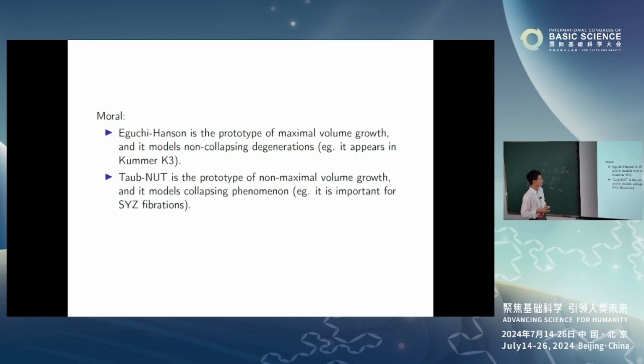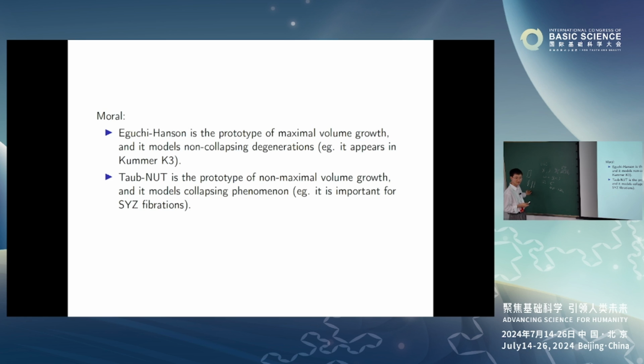Now, the way you should think about this is that Eguchi-Hanson is the prototype of maximal volume growth examples. When you try to study compact examples, these things naturally arise in situations with non-collapsing degenerations. So for instance, it appears in certain gluing constructions on K3 surfaces. On the other hand, the Taub-NUT metric is the prototype of non-maximal volume growth examples, and it models collapsing behavior. So a typical example of collapsing is elliptic curves undergoing this type of degeneration.